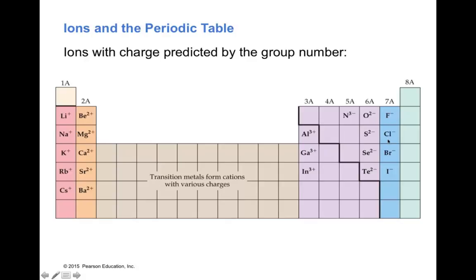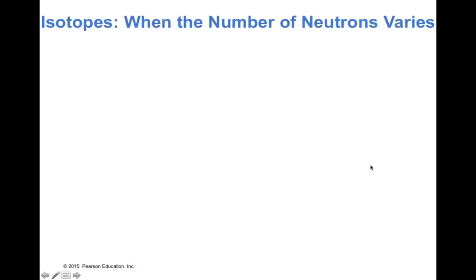From family 7, because we have 7 valence electrons, it will be easier to gain 1 than lose 6. That's why all the anions from family 7 will always be 1 minus. It's the same thing with family 6, which will be 2 minus.